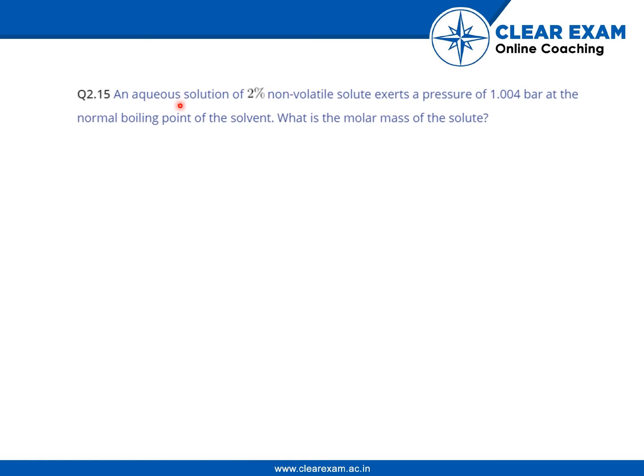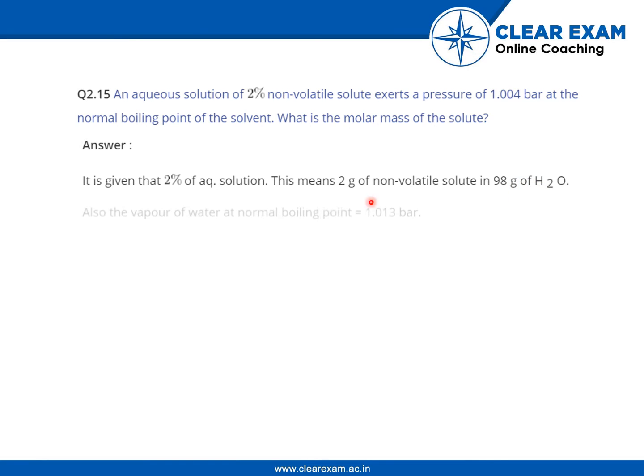Question: An aqueous solution of 2% non-volatile solute exerts a pressure of 1.004 bar at the normal boiling point of the solvent. What is the molar mass of the solute? Answer: It is given that it is a 2% aqueous solution. This means 2 gram of non-volatile solute in 98 gram of H2O.